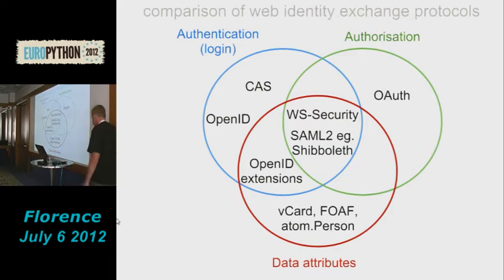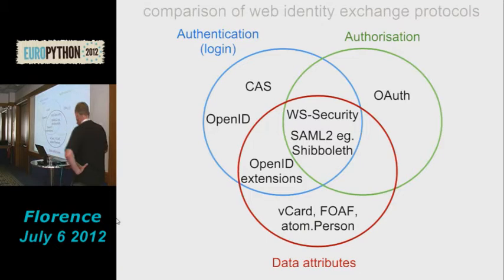So I've drawn up a diagram to try and help picture where all these things sit. There's three core elements to this process. You have, as I say, the authentication, the authorization, and then the actual data attributes, release of data attributes about people. And these standards tend to cover different areas. So we've got ones that are purely covering authentication, the ones I mentioned. And then obviously there's numbers of standards for data attributes. So vCard, Atom, Person is something that Google uses a bit. And a Semantic Web standard for graphs of people relationships of data, FOAF.